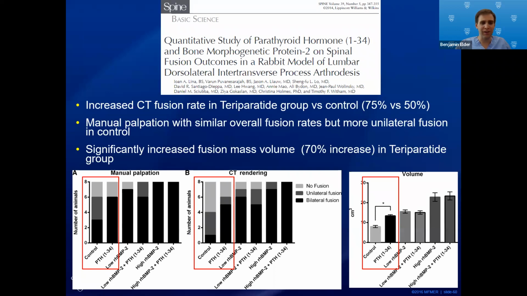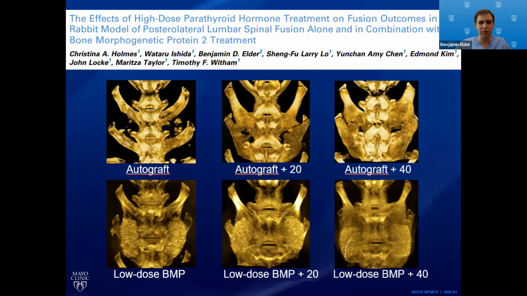And then this was a study we did at Hopkins looking at parathyroid hormone and BMP2 in a rabbit fusion model. And there was an increased CT fusion rate in the teriparatide group versus control, about 75% versus 50%. We looked at different doses of teriparatide along with low-dose BMP in a follow-up study and found that BMP led to fairly robust fusion rates even at a very low dose, but there is a synergistic effect when combined with the 20 mic dose of teriparatide and the 40 where we got significantly more bone formation.